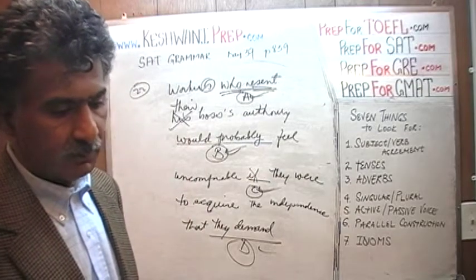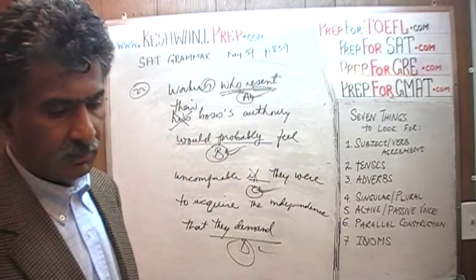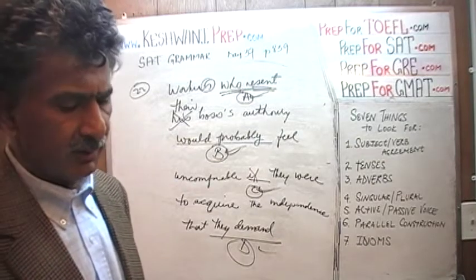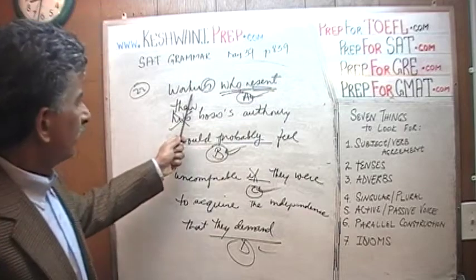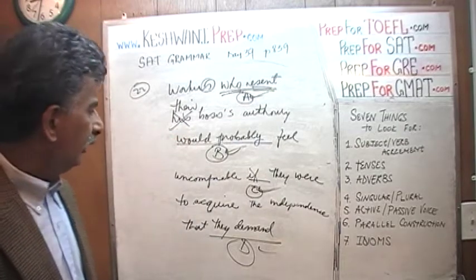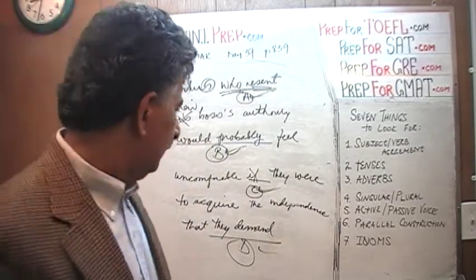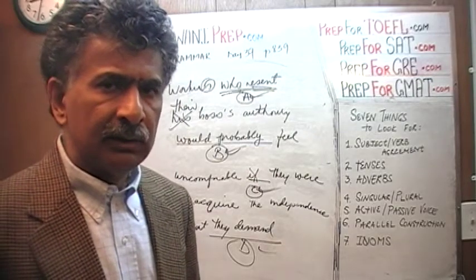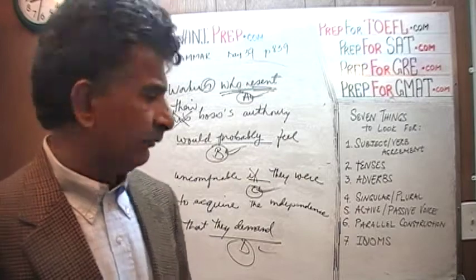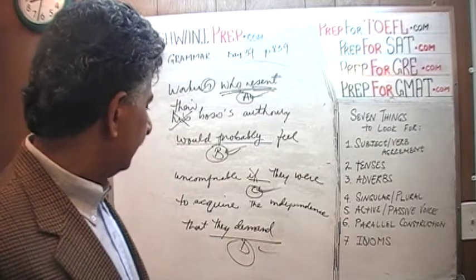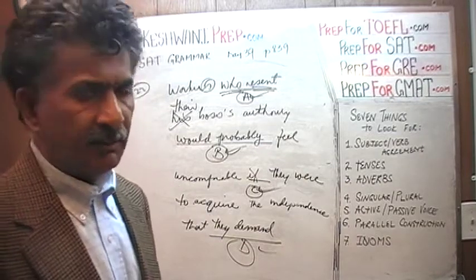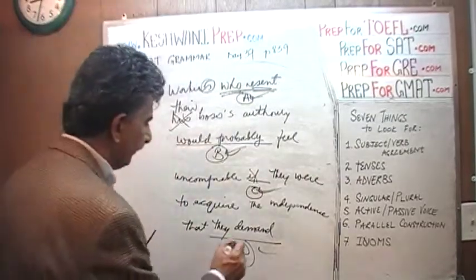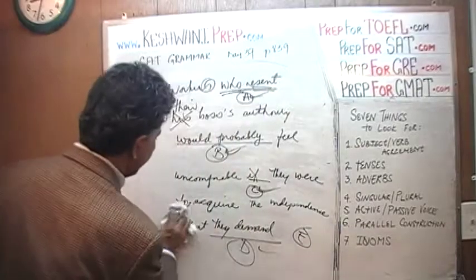Let's see how they say it. Some of the workers who resent the boss's authority, they do not say there. They just say boss's authority, which is why I was confused. Workers who resent their boss's authority would probably feel uncomfortable if they were to acquire the independence that they so greatly crave, if they were to acquire the independence that they demand. This sentence is fine. There is nothing wrong with it. The answer is E. Let's do 23.